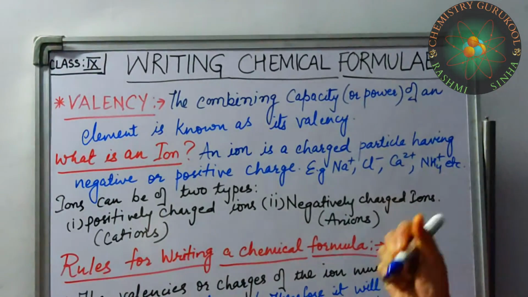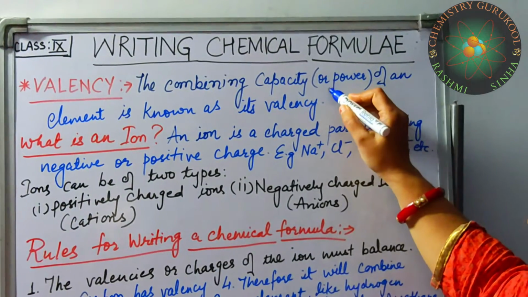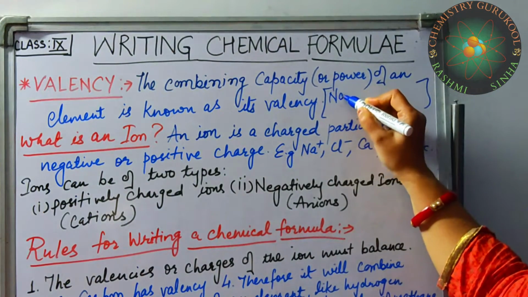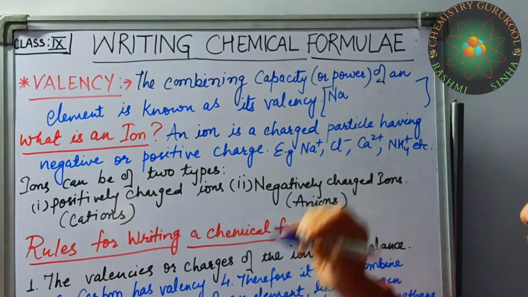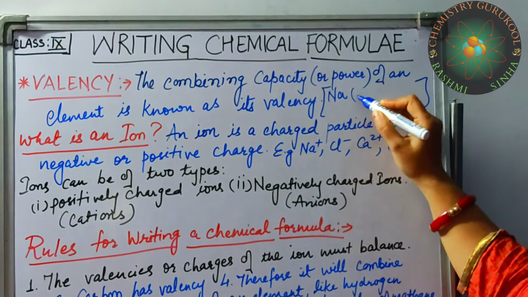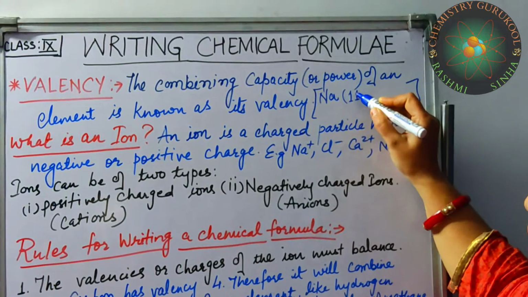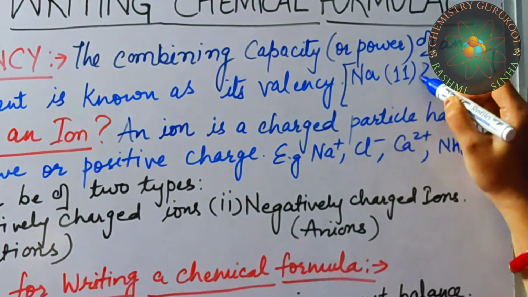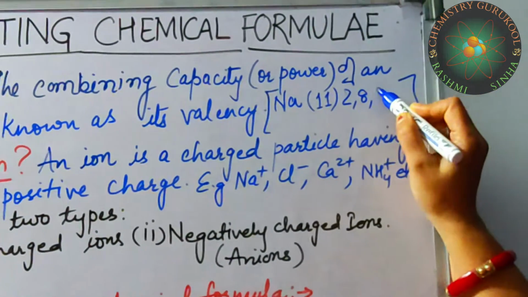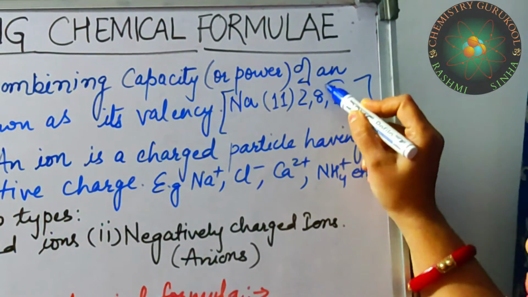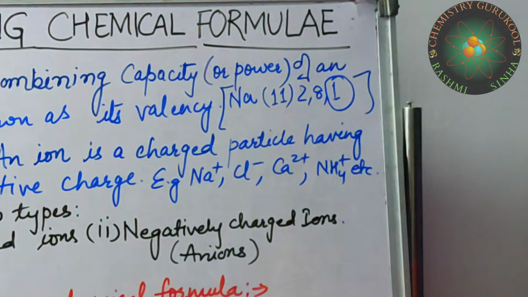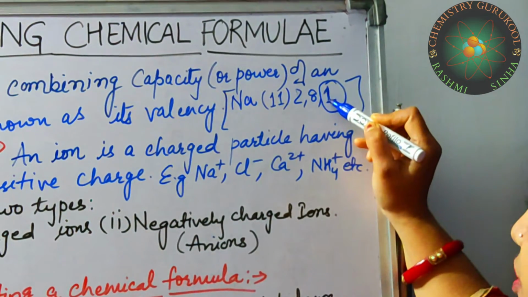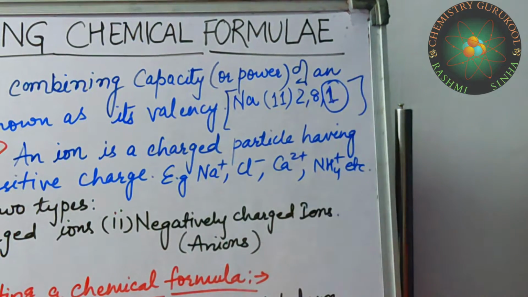Suppose here I am explaining in a smaller way. Suppose sodium is an element, its symbol is Na and its atomic number is 11. Okay, so when you write its configuration, it will be 2, 8, 1. Now the one electron written in its outermost shell represents its combining capacity.